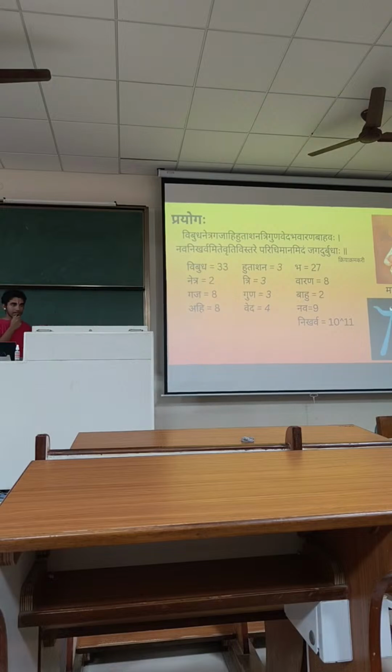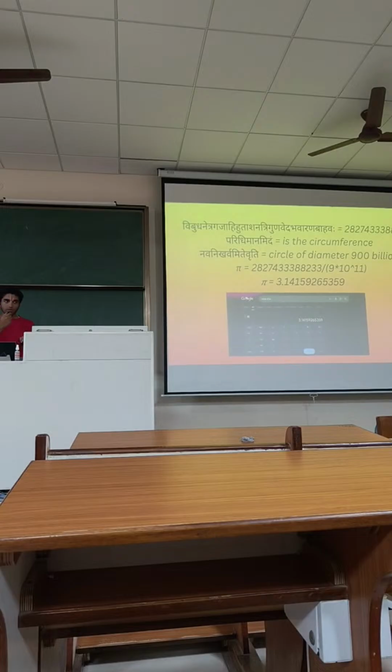Nava is 9. And Nikharva is 10 to the power 11. That is a standard notation in literature. Sometimes it's a billion. In our case, it's 100 billion. If you arrange the numbers, you have to flip them. Once you read it left to right and you encode the numbers, you have to flip them right to left. So Bahava had 28 and Vibuddha 33 is in the end.